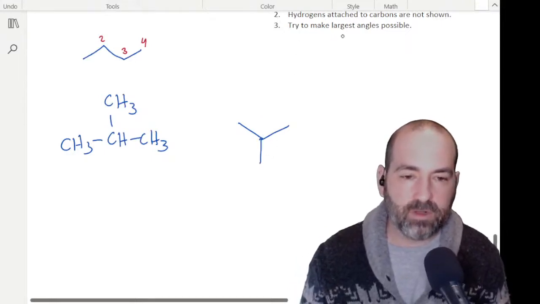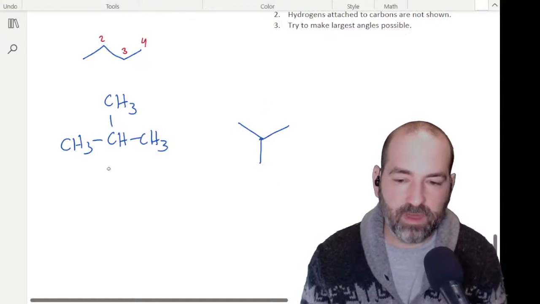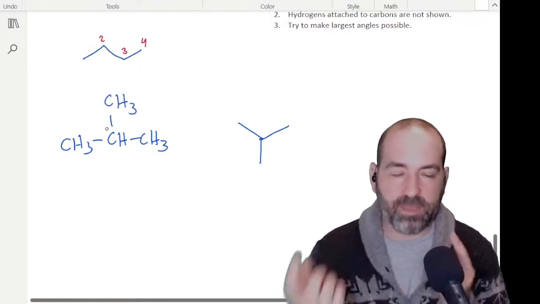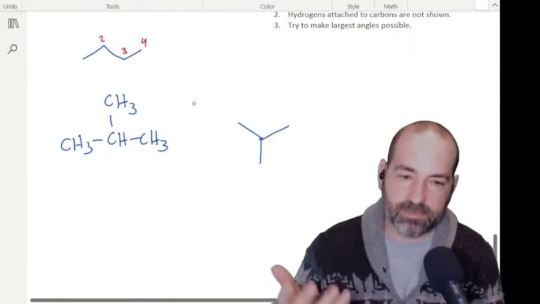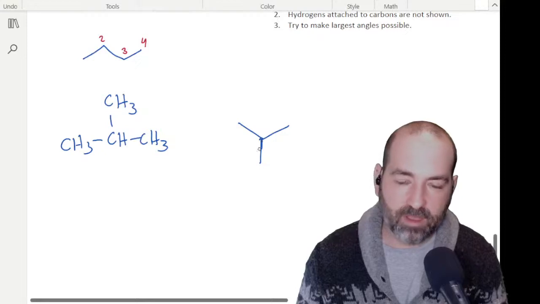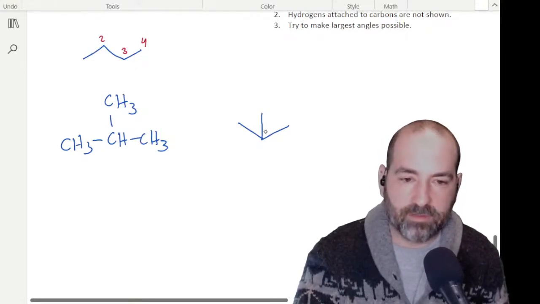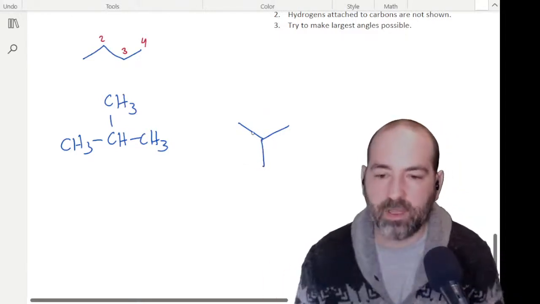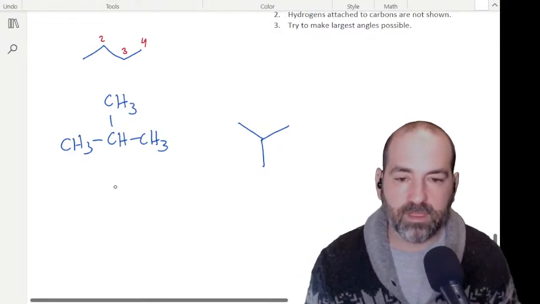And so this last rule, try to make the largest angles possible, tells us that this is actually the better structure. So even though in our condensed structure, the CH3 goes upwards, it doesn't actually matter because these things are in space. They can spin around, flip around, move around, whatever. So we could imagine that as being upside down, and that way we can draw the carbon coming off this way, because this other one gives us a smaller angle here, kind of a cramped angle. So we want to kind of spread everything out as much as possible. So that's what our line structure would look like for this molecule here.